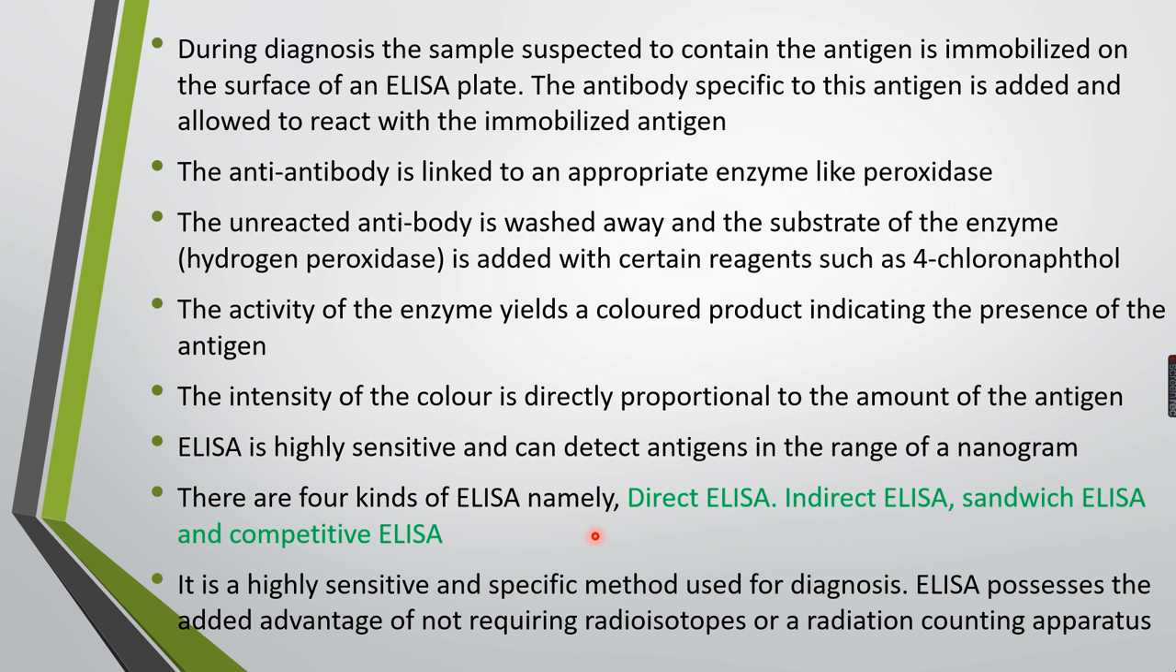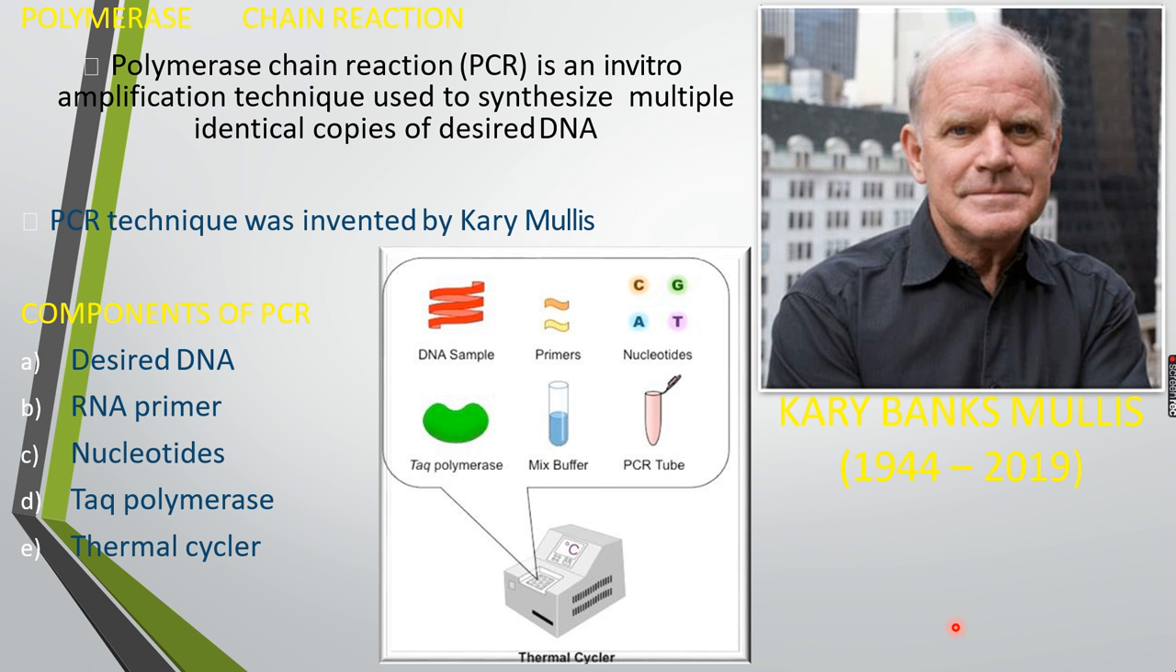There are 4 kinds of ELISA tests: direct ELISA, indirect ELISA, sandwich ELISA, and competitive ELISA. It is a highly sensitive and specific method used for diagnosis. The ELISA process has the added advantage of not requiring radioisotopes or radiation counting apparatus. In this ELISA test, we are not using any radioisotopes or radiation counting apparatus. Only the ELISA plate, antigen, antibodies and enzymes are added.